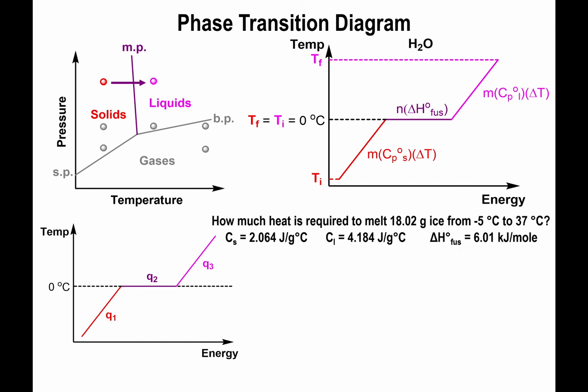To give you a concrete example, this is how it will read in a typical problem. I will ask you how much heat is required to melt a given amount of the substance, so 18.02 grams of ice, from -5 to 37 degrees Celsius. I'm giving you the heat capacity of the solid, 2.064, the heat capacity of the liquid, 4.184, and the enthalpy of fusion, 6.01. Now, technically speaking, you want to draw this graph, because the information is what you will see first.